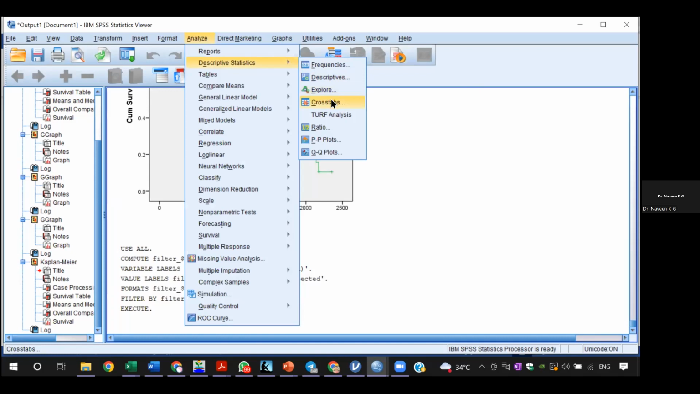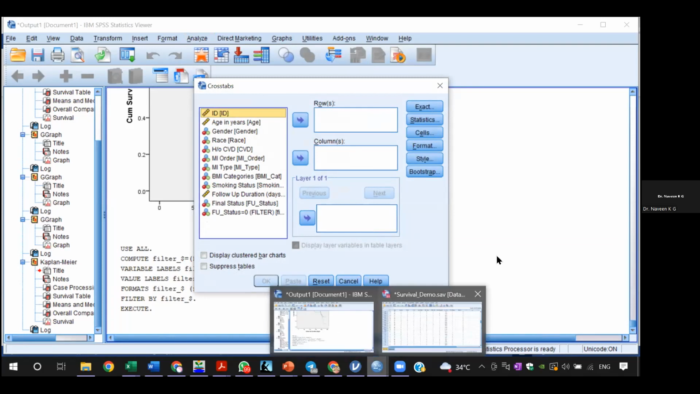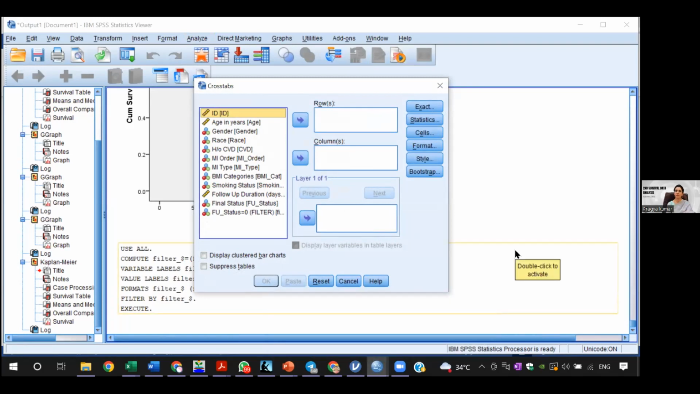Ma'am, actually the entire screen has not been shared, I think. The output window is visible, not the comments. Okay, right now I'm showing the output only. Okay, ma'am.